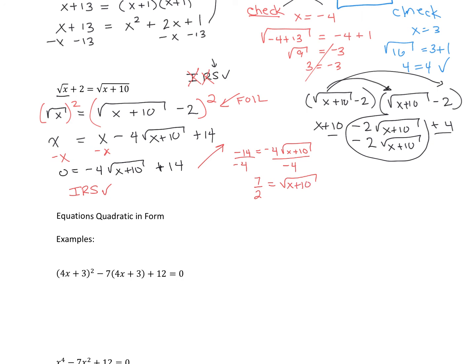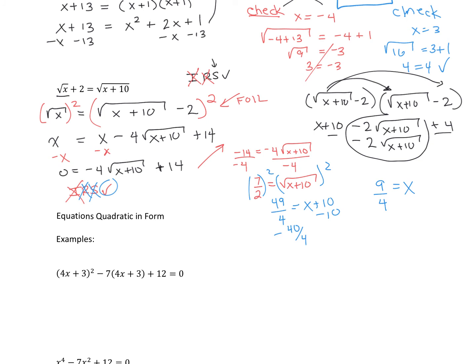And then I've isolated the radical again. Now I'm going to raise both sides to a power, so I'm going to square both sides. 49/4 equals x plus 10. I will subtract 10, which is 40/4, and I will get 9/4 equals x. Again, so I've raised and I've solved, but I still need to check.